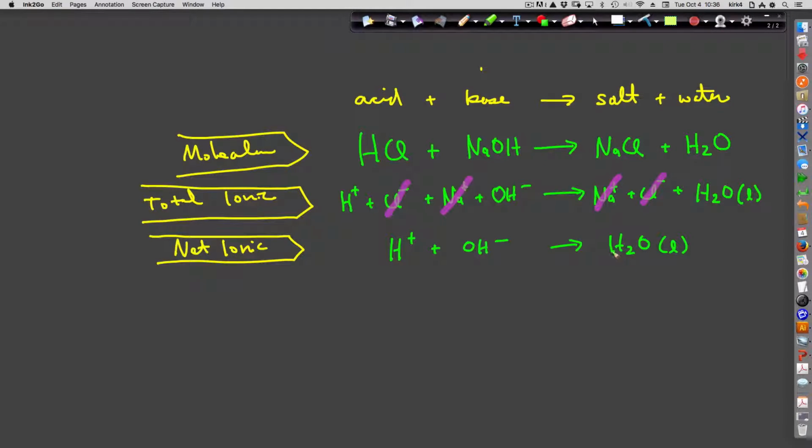And this is the net reaction. A proton plus a hydroxyl group goes to water. And this is going to be true no matter what your strong acid or strong base is. They will all have the same net ionic equation.